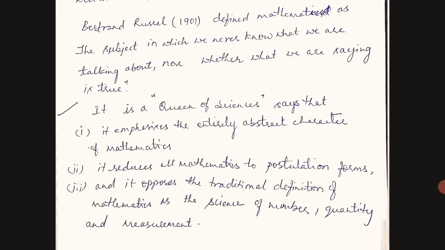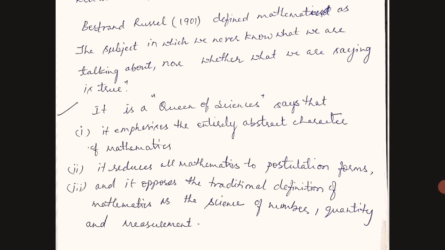For example, if it is refraction, how are we explaining the concept of refraction or reflection taking place? So the laws can be understood very clearly. So i is equal to r. So the angle of incidence will be equal to the angle of refraction. Those things can be understood, and in a mathematical form, then the concept of science can be understood very clearly. That's why it emphasizes the entirely abstract character of mathematics.